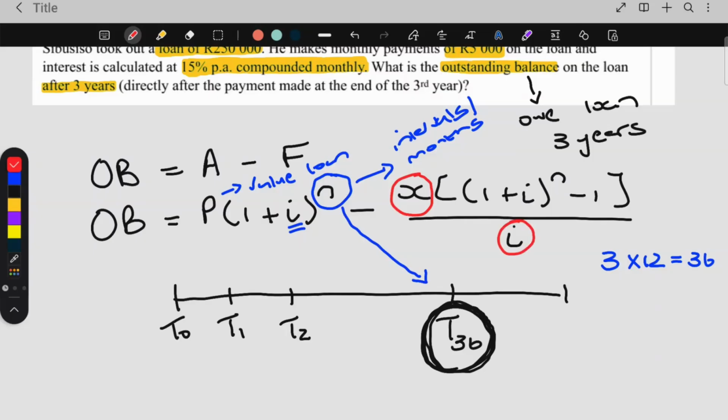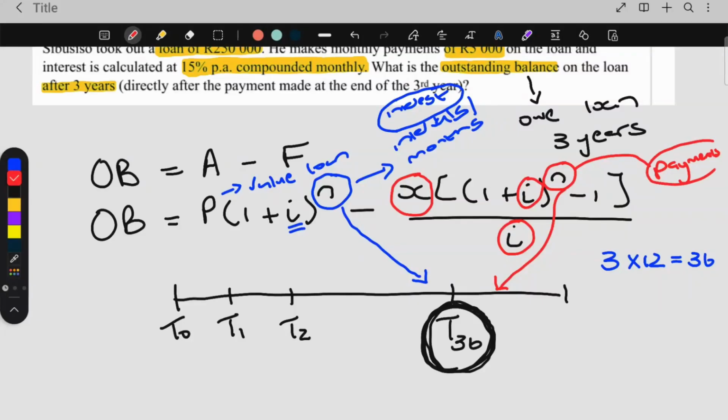This I is the interest, so that's fine. This N is the number of payments you made, the number of payments you've made up until this point. So this one is the number of intervals you paid interest, but this one is the number of payments you've made up until that point.